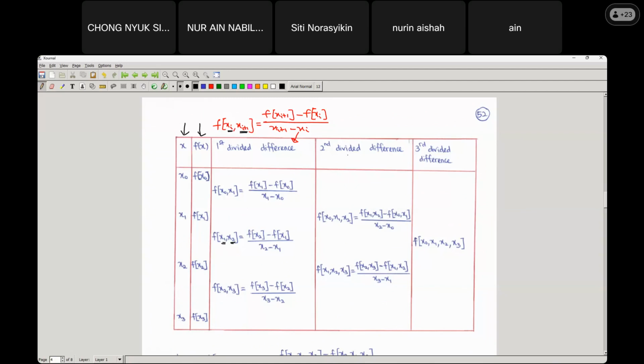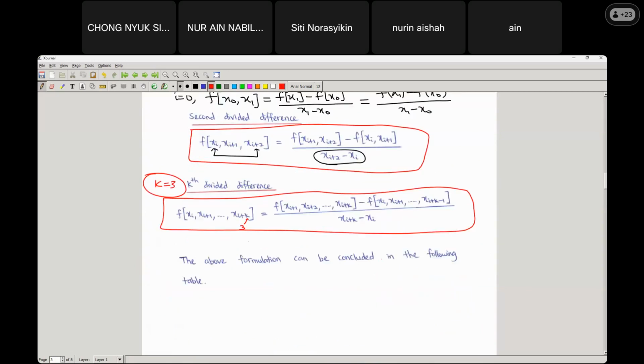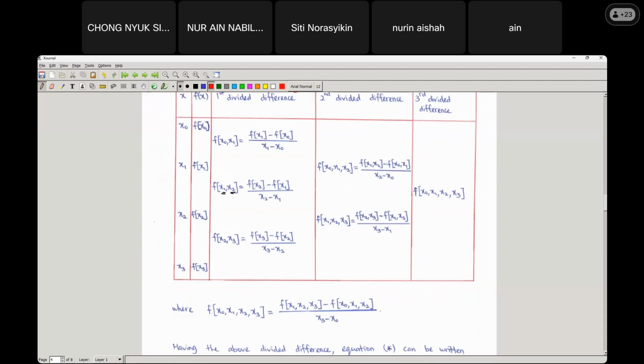Okay, second divided difference, also the same thing. We use back the formula. So the second divided difference is here. You can use this formula directly. And for the third divided difference, that means we have k equal to 3. So when your k equal to 3, you substitute all the k equal to 3 here. Then you'll be able to get a formula. So this will be the third divided difference formula. Okay, you need to be careful.